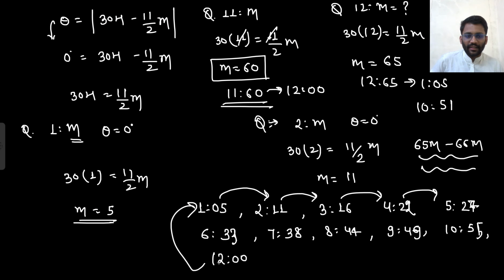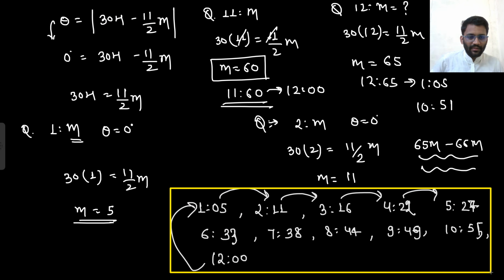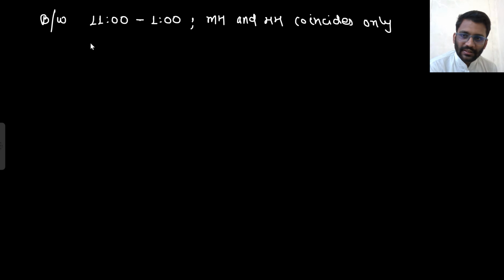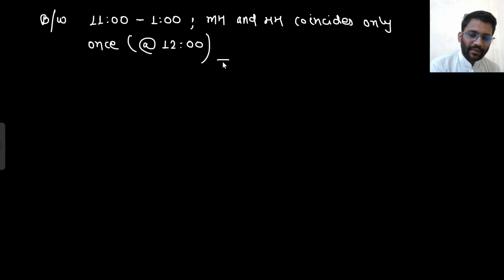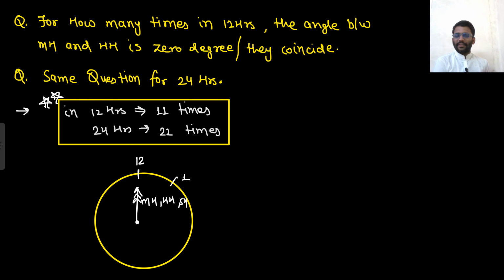So this was the reason. They were the numbers. We can write: between 11 to 1, minute and hour hand collide or coincide only once at 12. Well and good, right? So you have to remember the answer. This is the answer.